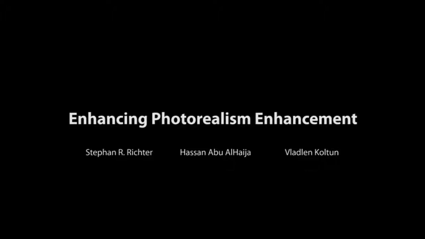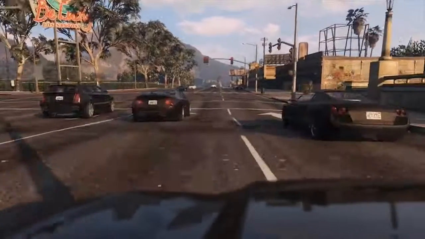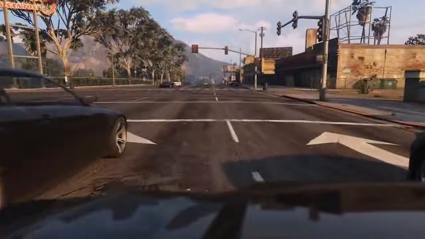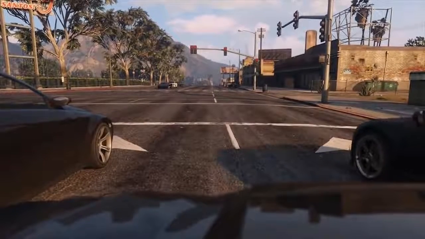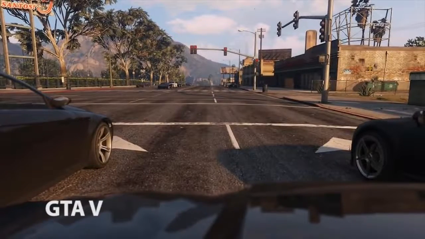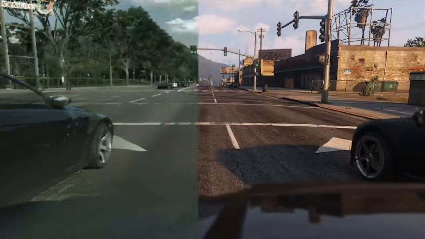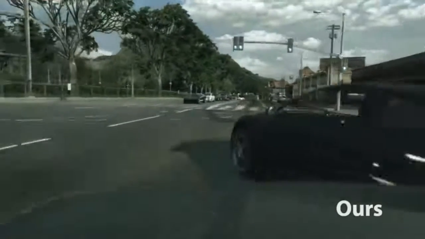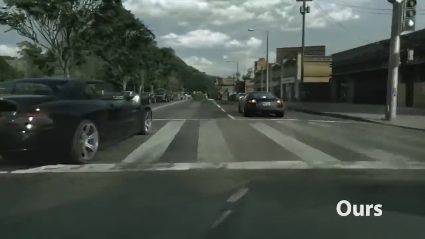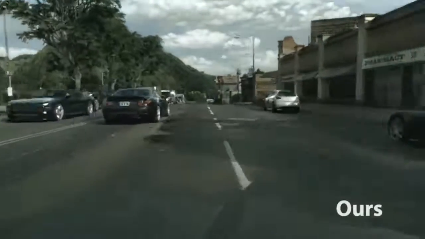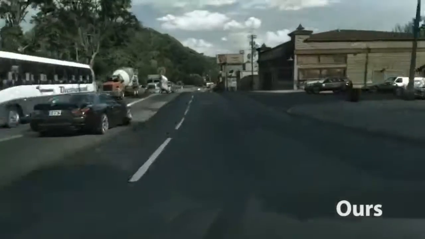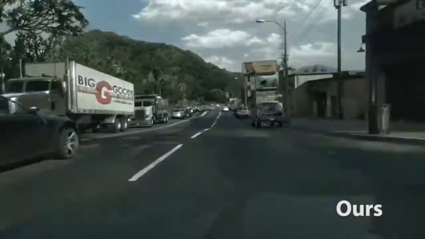We are enhancing photorealism enhancement. To understand what that means, let us have a look at some footage from the game Grand Theft Auto 5. The game looks great, but it is not quite photorealistic. Let us now turn on our method. Our method modifies the images from the game to look more realistic. It is a convolutional network which produces images frame by frame and can be run at interactive rates.